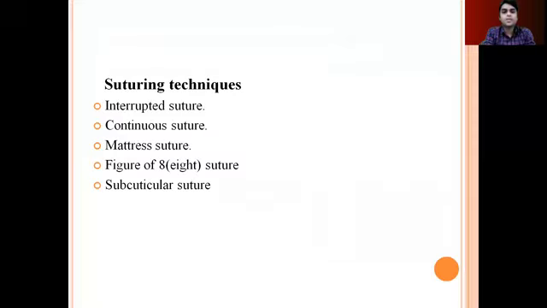Coming to the suturing techniques, we have the interrupted suture, continuous suture, mattress suture, figure of 8 suture, and subcuticular suture. We will also be delving deep into two different types of suture, like the purse string, in my further slides.